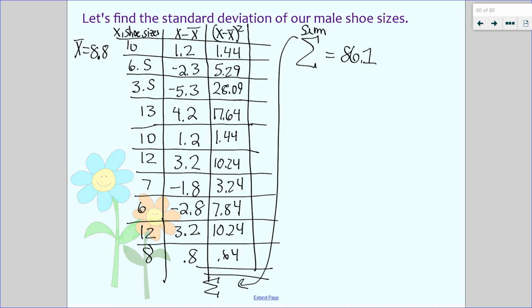Do you remember what we do next then in the formula? What do we do next in the formula? Yeah, and what does N stand for? Yeah, number of people. So we have to count up the number of people we surveyed. 10? Divided by 10, so that's 8.61.